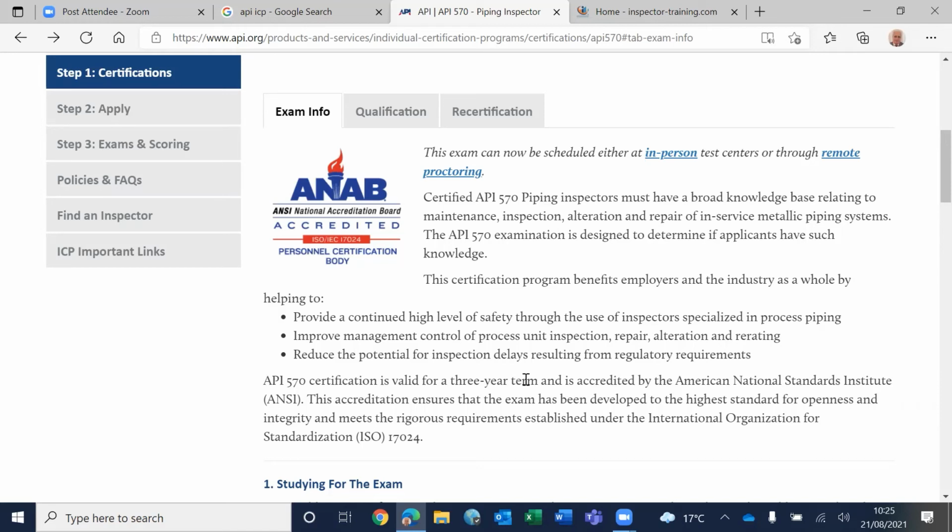So you should know about the basics. For example, you should know what you should see in a WPS, what you should see in an NDT report, in a UT report, or an RT report, or a visual testing report. So you should have a general knowledge, and the level of exam is very basic.